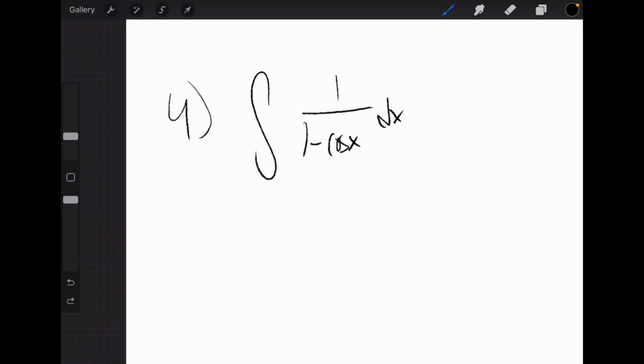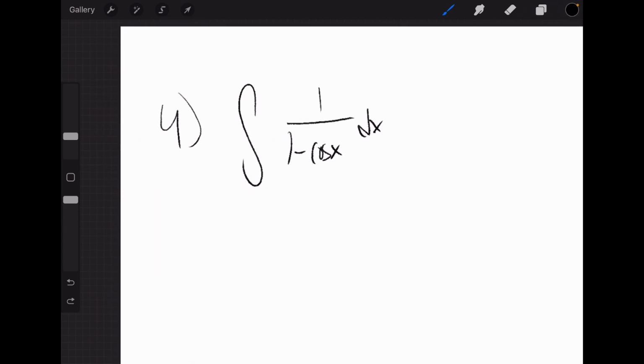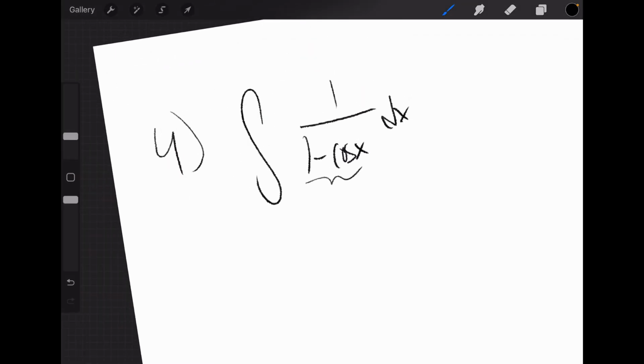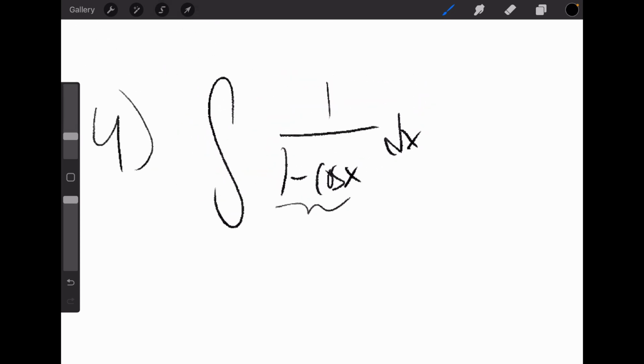Problem number 4. I'm going in backwards order now because these last two were a bit confusing, but I think I got them now. So this is an integral of 1 over 1 minus cosine of x dx. Now we can see that we do have a possible trig rule or law that could occur here, but if we did u sub for 1 minus cosine of x, there's nothing in the numerator we could cancel out with that. So we can't do u sub.